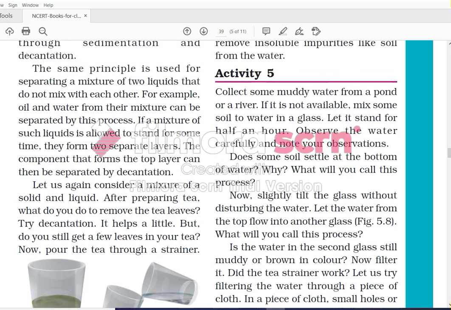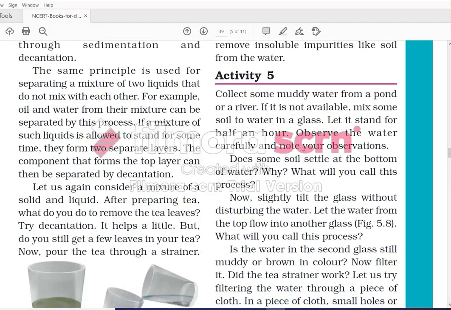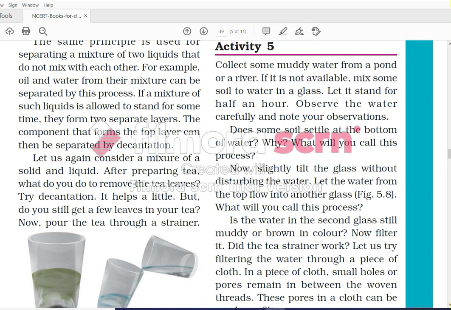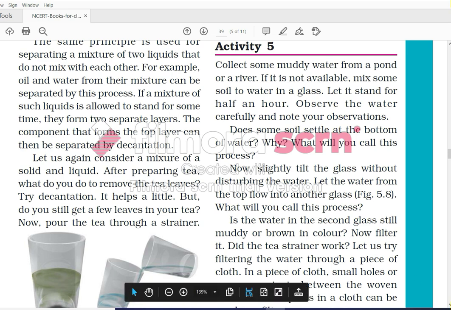Now we'll read Activity 5: collect some muddy water from a pond or a river. If it is not available, mix some soil into water in a glass. Let it stand for half an hour. Observe the water carefully and note your observation. Does some soil settle at the bottom of the water? Yes, some soil settles at the bottom because the sand is a heavy material. That's why it settles down at the bottom.